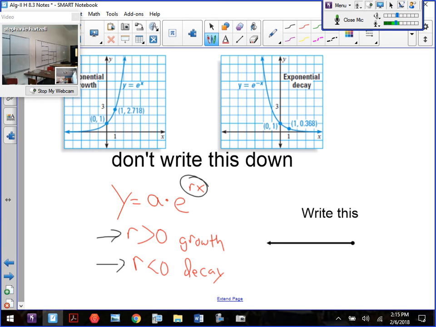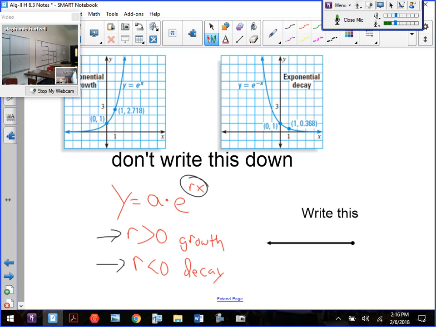A lot of times I've seen on standardized tests, is this growth or decay? A, growth; B, decay. Which is it? So it's just being able to identify what the value of r is. This value of r is going to be some sort of a rate. This rate can be fractional or decimal. It can be either greater than 0 or less than 0. If it's greater than 0, it is growth. If it's less than 0, it is decay. Pretty easy to decipher which one is which.